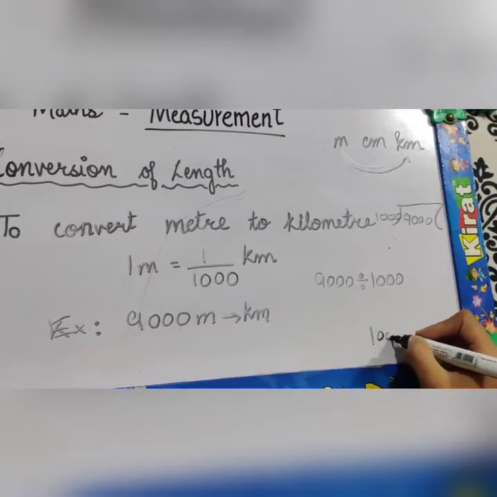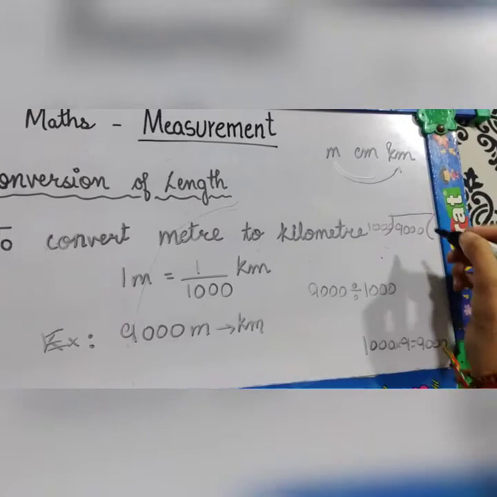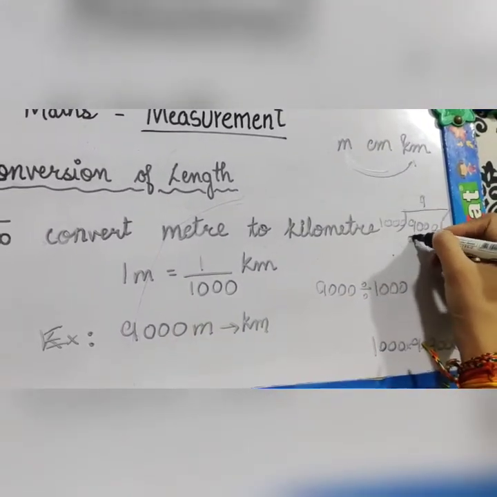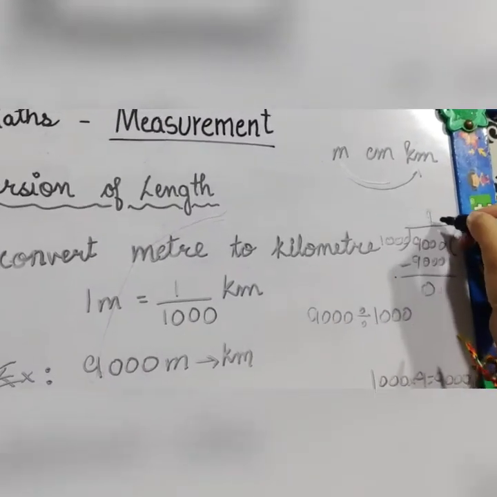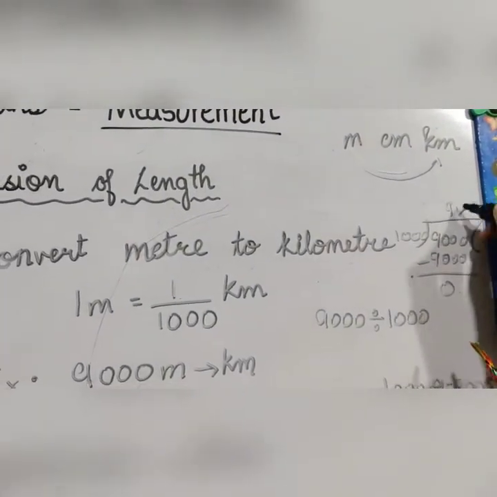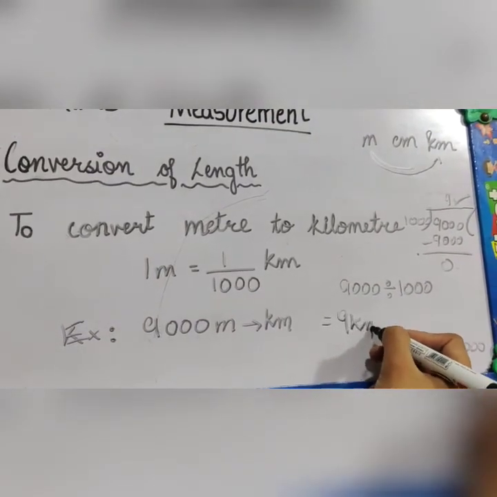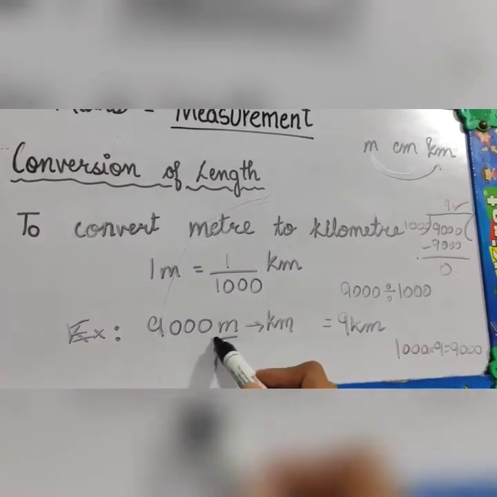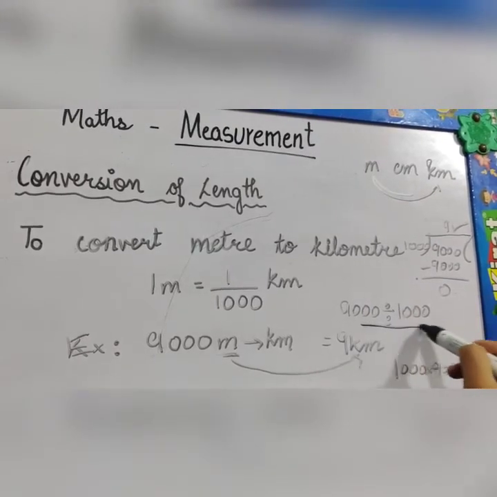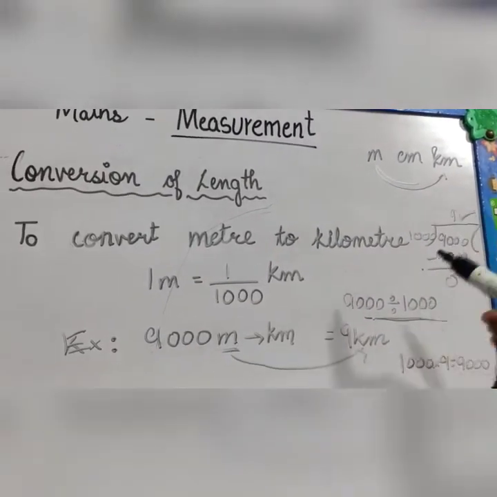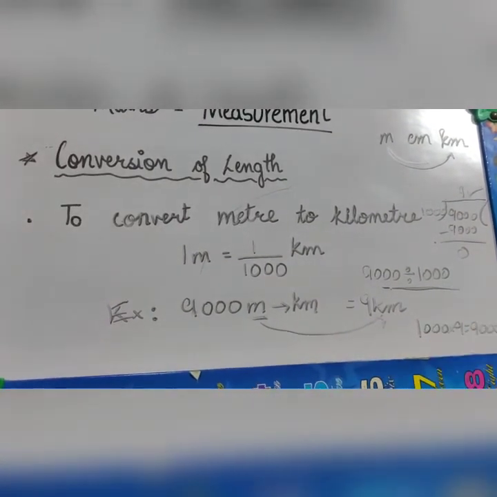We know that 1000 into 9 is 9000. So we will take 9 times. Here it will be 9000. We will subtract this and here it is 0. So the quotient we got is 9. This will be 9 kilometer. To convert from meter to kilometer, what do we do? We divide it by 1000. So the quotient we get is in kilometer. This is how we convert from meter to kilometer.